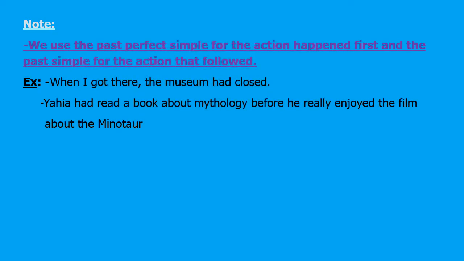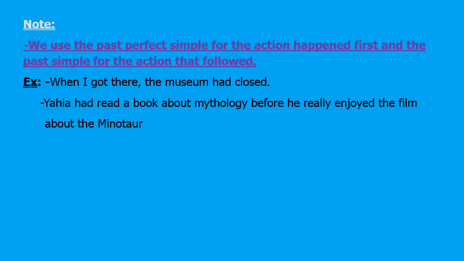Okay everyone, we usually use the past perfect if two actions happened in the past. There is action number 1 and action number 2. The action that happened first, action number 1, we use the past perfect to talk about it. And action number 2, the one that followed number 1, we use the past simple to talk about it. So we use the past perfect for the action that happened first and the past simple for the action that followed, if there are two actions happened in the past.